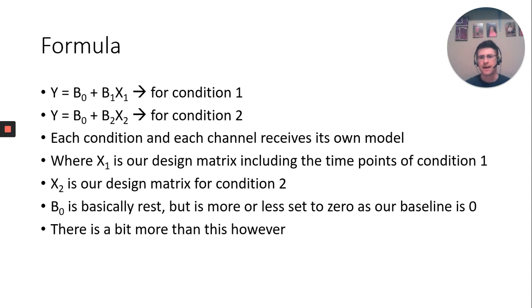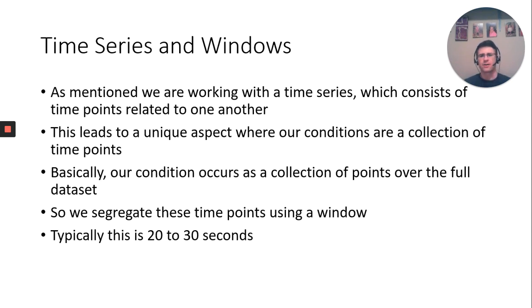Also keep in mind that those big X's and big Y's are actually matrices. They're not individual values. We've again removed beta naught just for the sake that it's rest. We're going to assume that it's 0. That may not be the case, but I think that's fairly common.